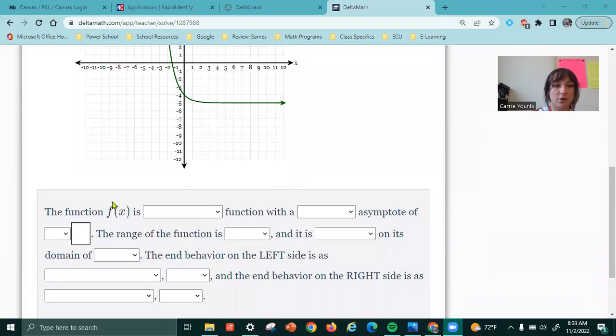Hello everyone, I'm going to show you guys how to do features of exponentials and logs in Delta Math. This is going to be your assignment today. Here we go. So this is an exponential function.